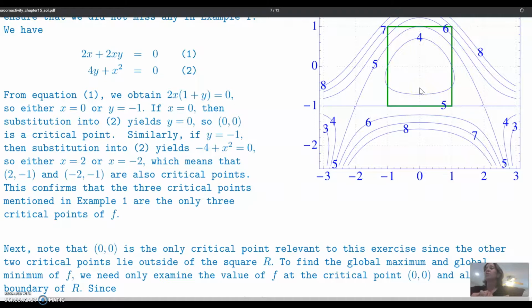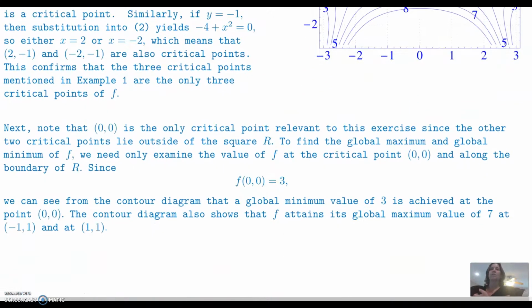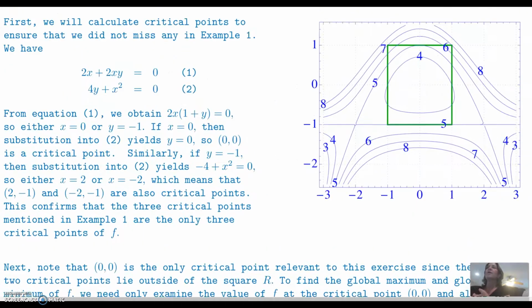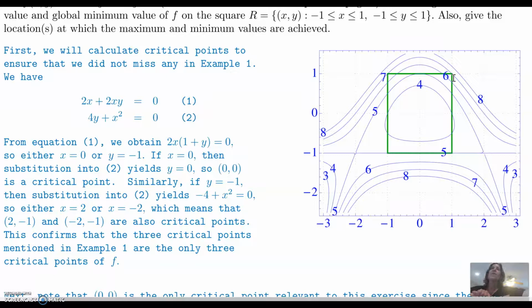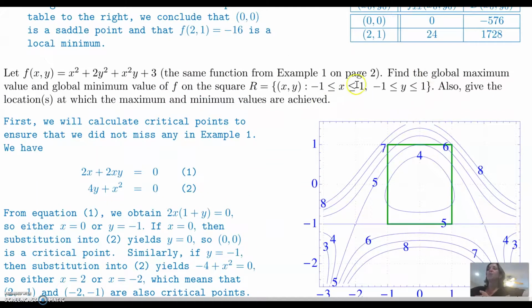So either 0, 0 is the global max or global min, and the global max and global min will be on the green closed boundary. Now we can see from the contour diagram that the global minimum value is 3, gotten at the point 0, 0, and that means our global maximum will be on the boundary. By using a contour diagram, I don't have to check an infinite amount of points. I can look and see these 2 corners over here are where I'm going to get my global maximum.